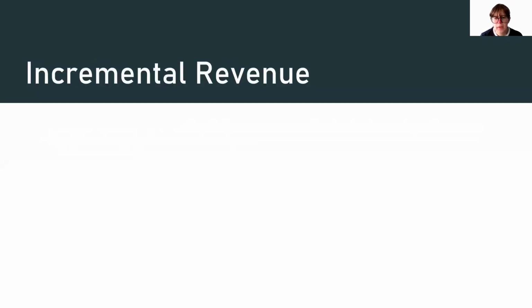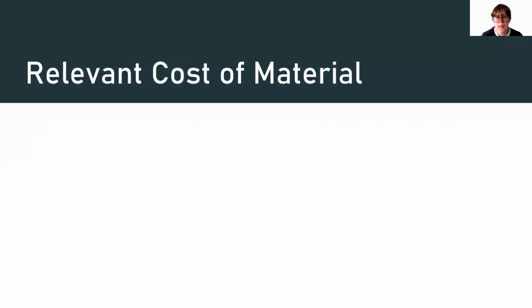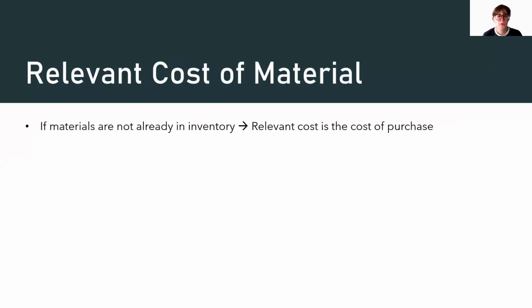Incremental revenue then. So matching incremental costs against the incremental revenues will produce a figure for the incremental gain or loss between the alternatives. So relevant cost of material. So if materials are not already held in inventory, the relevant cost is going to be the cost of the purchase. How much is it actually going to cost you to buy that material?